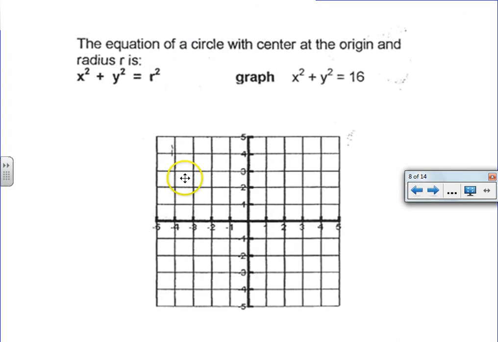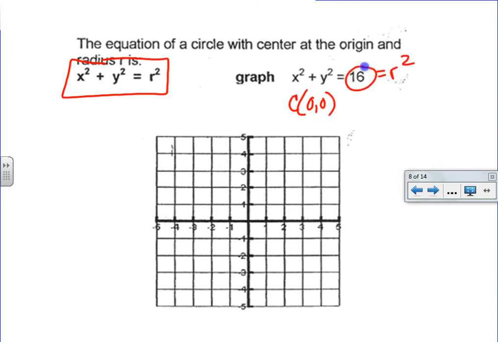The equation of a circle that's at the origin is in this form, in the coordinate plane. So the center is at 0, 0, but the radius is some other value. So when I look at this example, my center is at 0, 0 still, but if this equals my radius squared, that must mean my radius is a 4.